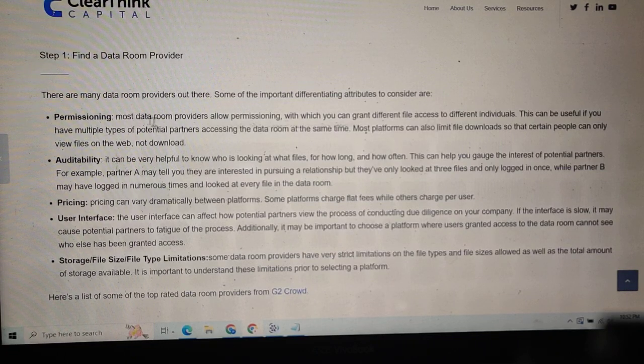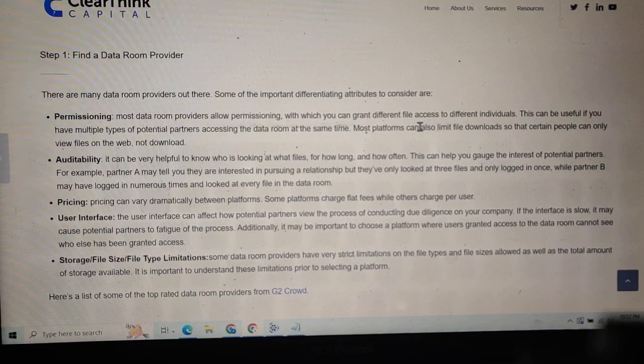permissions. Most data room providers allow permissions with which you can grant different file access to different individuals. This can be useful if you have multiple types of potential partners accessing the data room at the same time. Most platforms can also limit file downloads so that certain people can only view files on the web, not download them.